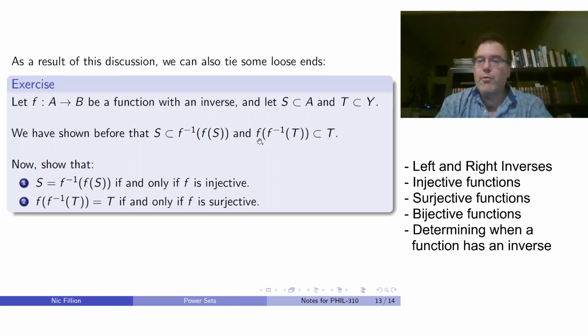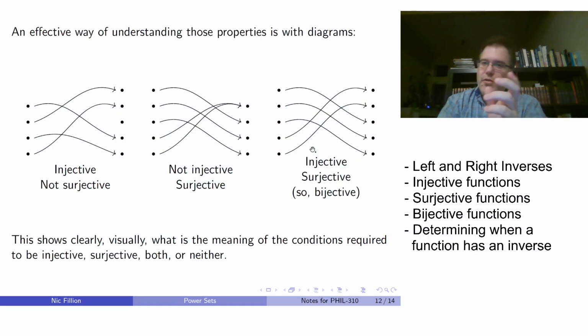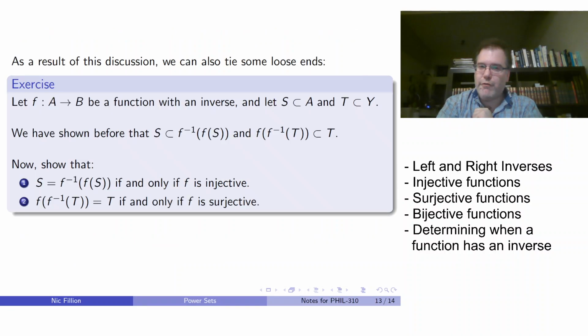And furthermore, we saw that the image of the preimage of T is a subset of T. And we said that in general, we don't have an identity. We only have one of the two subset relations. But there is a condition that we can impose on the function f that is going to make those identities. And I will encourage you to think of it in terms of that visual depiction that we just went over.